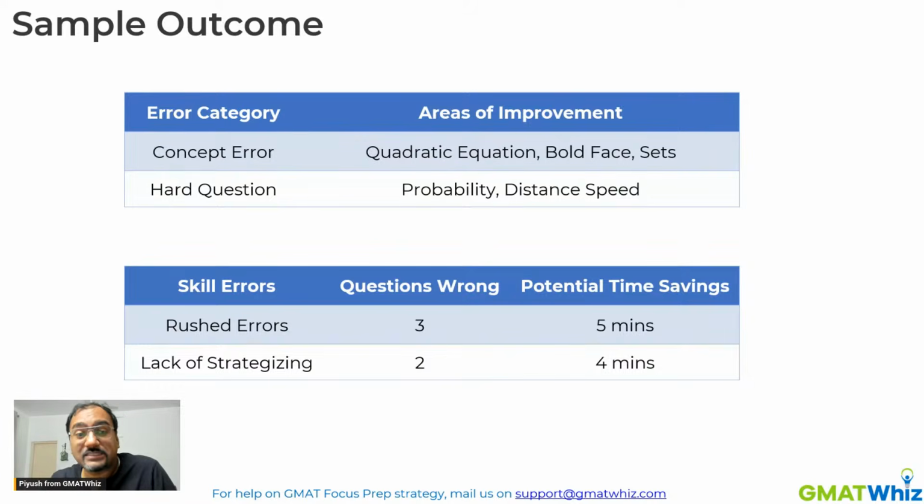Fingers crossed, he's taking the test tomorrow. Let's hope he gets the best score tomorrow itself, and possibly we might cover his success story soon. And he will be coming live and telling you the same thing.